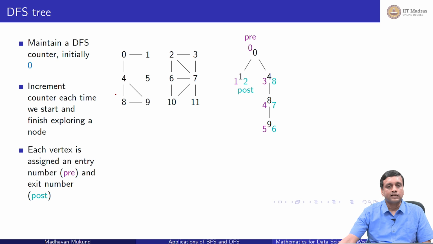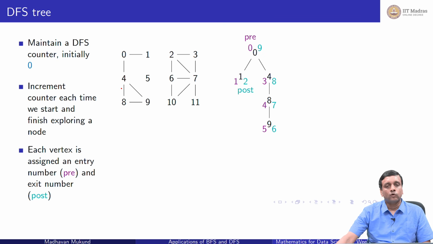So I will assign my post number to 8 and get out of 4. And now I come back to 0, right? Now at 0 I had 2 neighbors, 1 and 4, both are done, and I am now finished with 0. So I will exit 0. So this is now my first component that I have discovered, right? Starting from 0 and coming back to 0, and I entered and exited each vertex by updating that counter.